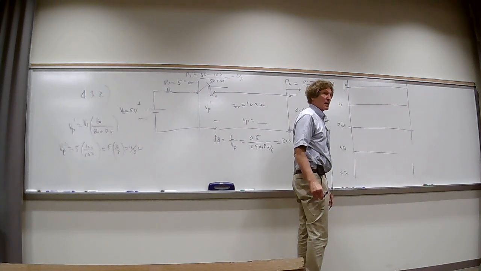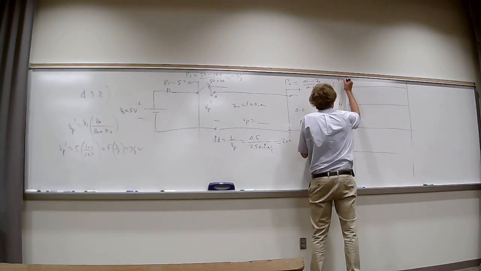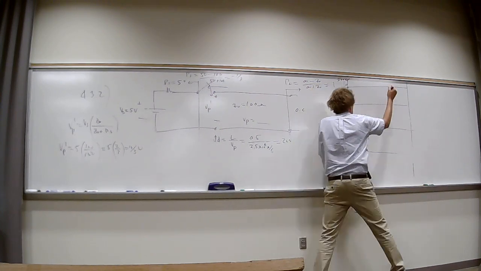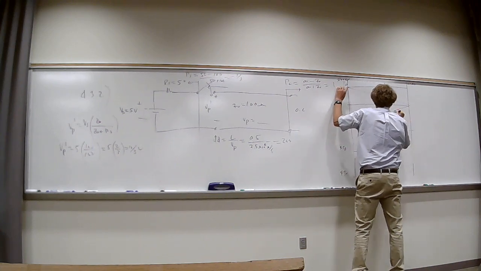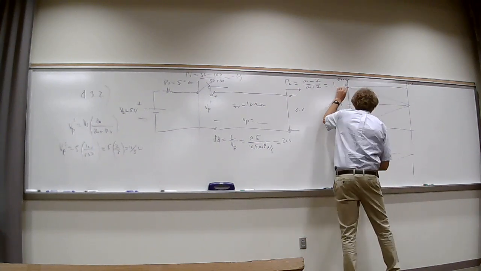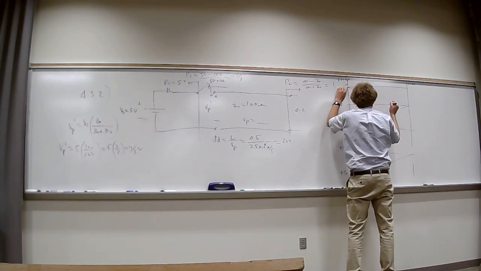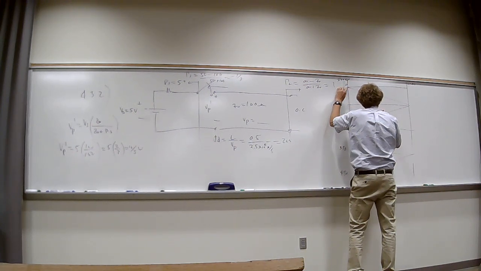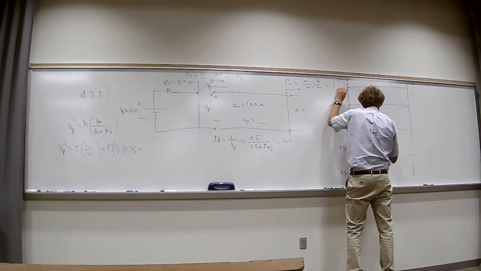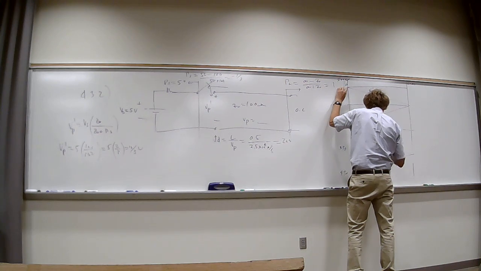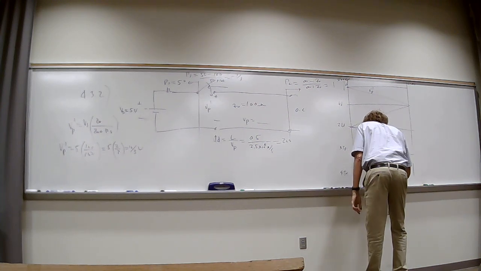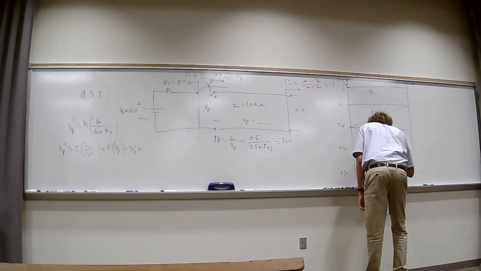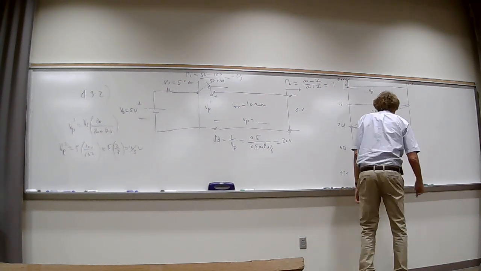Now draw the bounce diagram. Remember, this is the source. And this is the load. And you just do this. So this is going to be V prime. This is going to be gamma L V prime. This is going to be gamma L gamma S V prime. And we can put the numbers in. I'm just showing you the general form. And this is going to be gamma L squared gamma S V prime. Are you all with me?